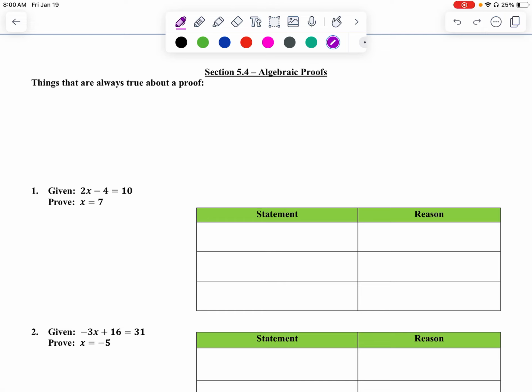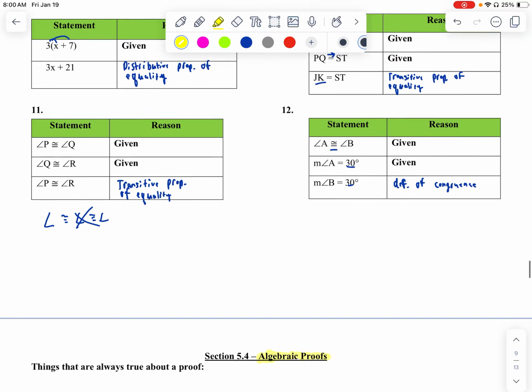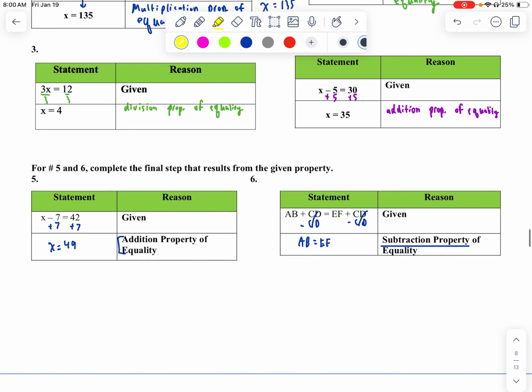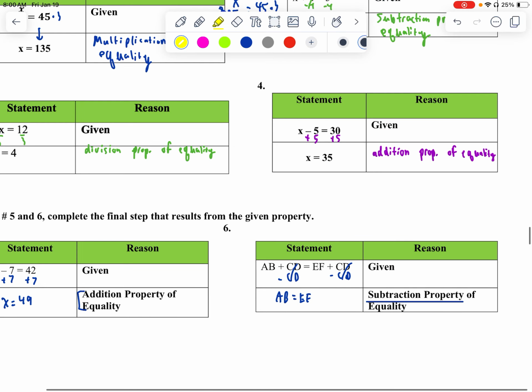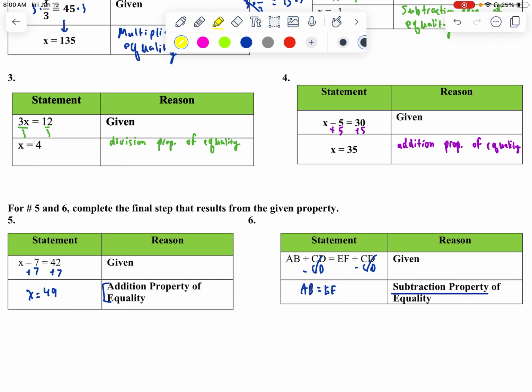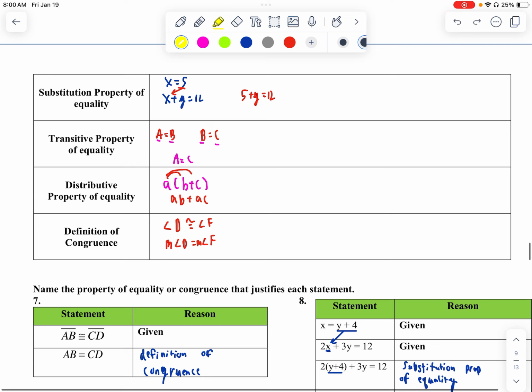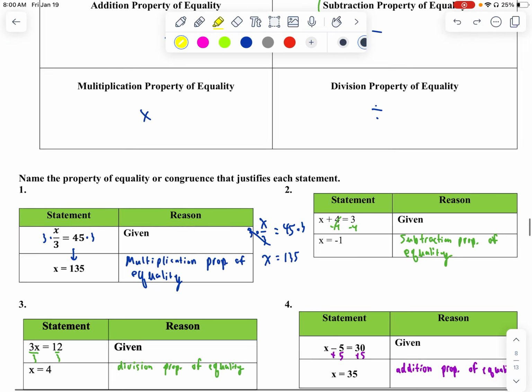All right, today we're going to be talking about some algebraic proofs in section 5.4. If we remember in our previous section, 5.3, we did some of these one-step proofs where we just said we're using one property, whether it's the addition property, subtraction, division, or multiplication, to explain something that was happening in an equation. We learned about some more of these properties: substitution, transitive, distributive, and congruence. And these are going to come into play as the unit goes on, but today we're going to be mostly worried about these first four.